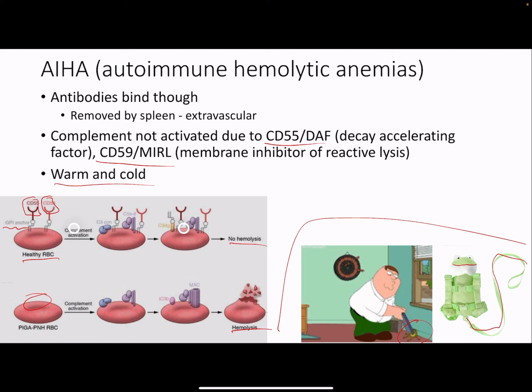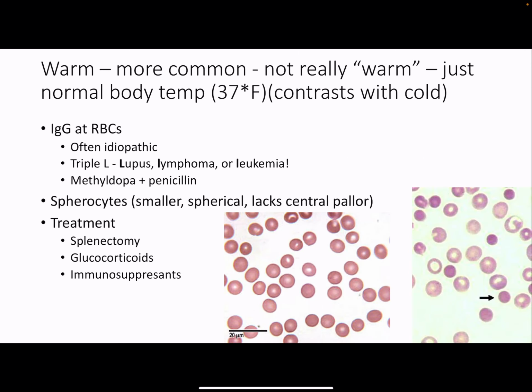But there are two types of autoimmune hemolytic anemias, so-called warm and so-called cold. The warm one's not really warm, but the cold one is cold. The warm one is just warm in comparison to the cold one, so it's really just normal body temperature. It's an IgG antibody on the red blood cell. Sometimes it's idiopathic, sometimes it's caused by lupus, lymphoma, or leukemia. Medications, methyldopa and penicillin, can precipitate this autoimmune antibody. And the red blood cells will become spherical, and they lack a central pallor.